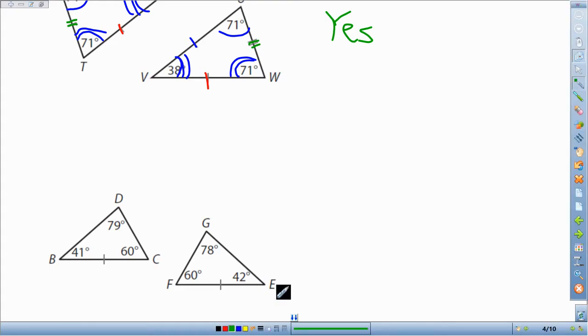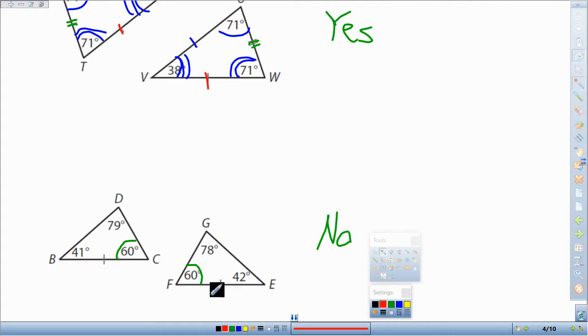Taking a look at the angles again, I notice we got a pair of 60-degree angles. So we got one pair of corresponding angles congruent. Do we have all three pairs congruent? This is where we run into a little bump. No: 79, 78, 41, 42, and that's enough. As long as one pair of corresponding angles are not congruent, we're done. These are not congruent triangles. We can also see that we only have one pair of side lengths that are congruent. We would need all three pairs. All right, let's keep going.